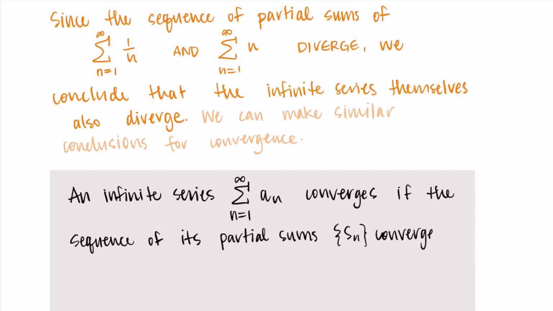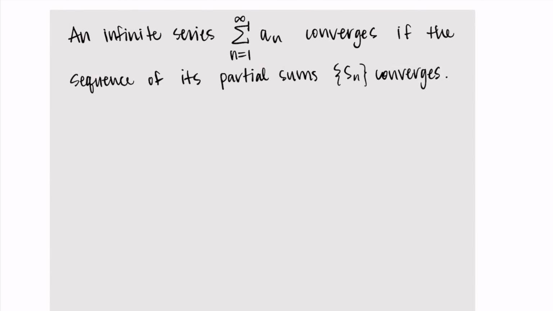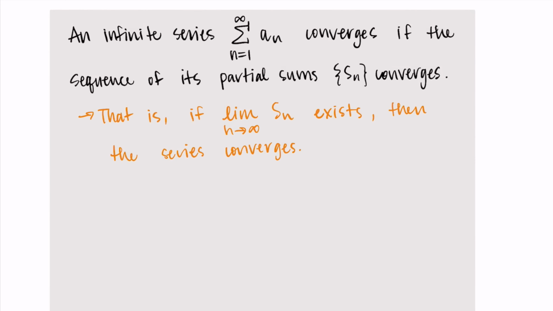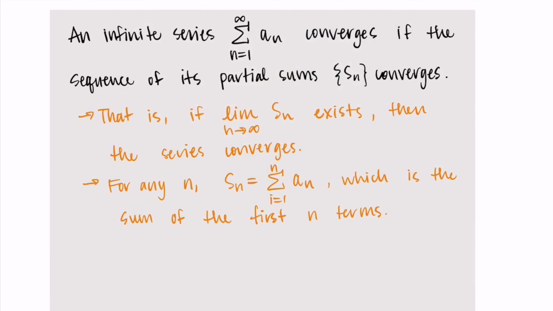So if we can add up n items and that is convergent, then we can conclude that adding an infinite number also converges. So writing this out a different way, if the limit as n approaches infinity of s sub n, of the partial sums, exists, then the series itself converges. And just as a reminder, for any n, the nth partial sum is equal to the sum from i equals 1 to n of a sub i. It's just the sum of the first n terms.